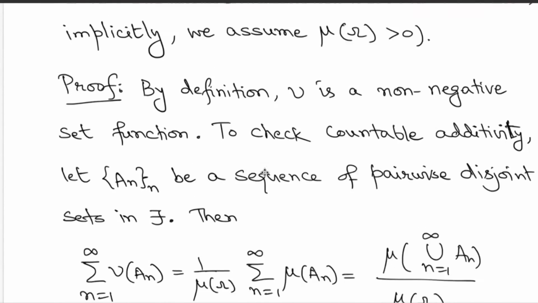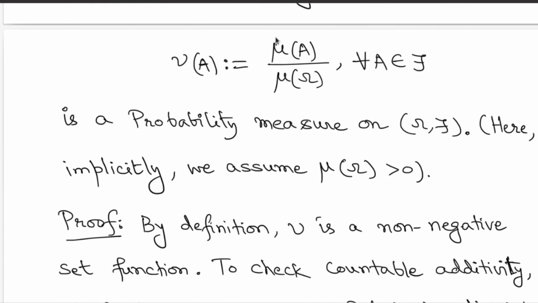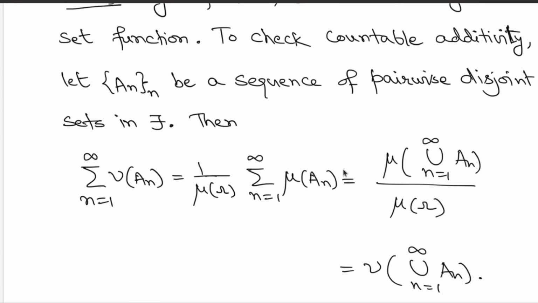So let's go through this. By definition, this set function nu is non-negative. Why? Because mu, the original finite measure, is non-negative, and you are dividing by the positive quantity mu of omega, so the ratio is of course non-negative. That's not a problem. The next thing we need to check is countable additivity, which will allow us to say that nu is a measure.